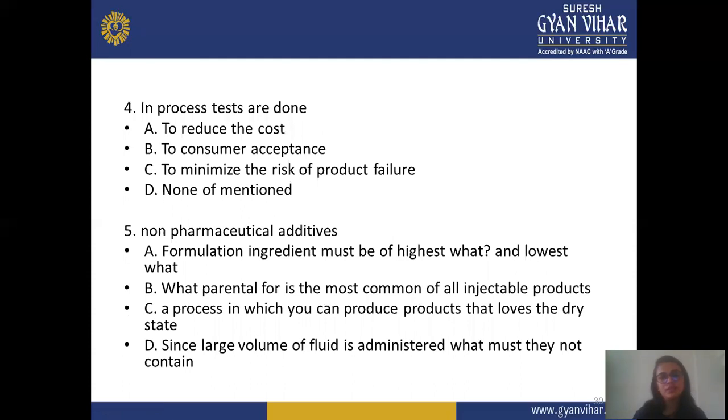Next: in-process tests are done. In-process tests are mainly done for: A, to reduce the cost, or the amount, for economical purposes; B, for acceptance by the consumer; C, to minimize the risk of product failure, or reduce the product failure risk; D is none of the mentioned, meaning none of options A, B, C. So you can select any one option. In-process tests are done for what?